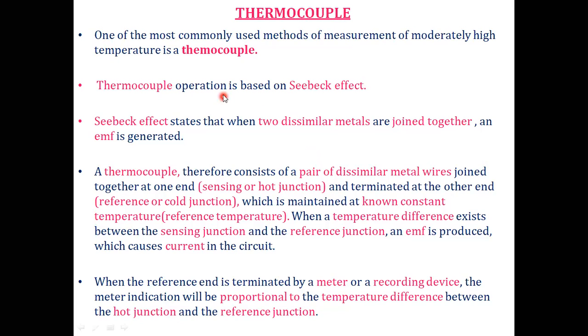One of the most commonly used methods of measurement of moderately high temperature is the thermocouple. For a thermistor, the maximum range is about 1100 degrees centigrade. A disc type thermistor has one range, a wafer type has another range, depending upon our requirement and the material we are using for the thermistor. The maximum for thermistor temperature measurement is taken as 1100 degrees centigrade. In order to increase that temperature range, we are going for thermocouples.